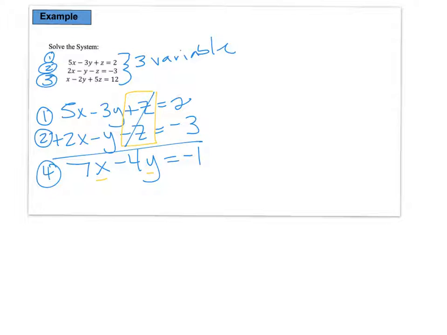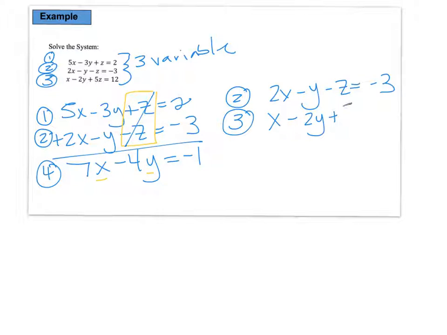My next step is to do the same thing that I did to equations 1 and 2, but this time I'm going to use equations 2 and 3. Equation 2 is 2x minus y minus z equals negative 3, and equation 3 is x minus 2y plus 5z equals 12. Now the key here is that you have to eliminate the same variable you eliminated in the first step.